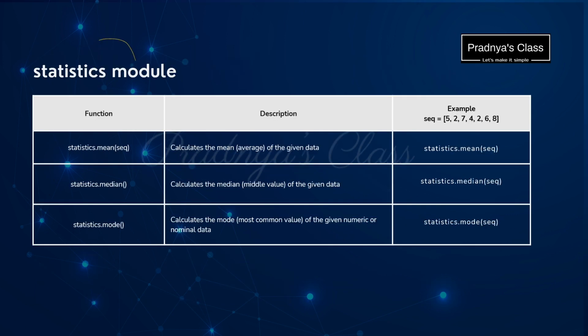Along with math module, just look at some of the functions of statistics module. There are three important functions from this module we will be looking at. One is mean, to calculate the mean of the given data. Whereas median function is used to calculate the middle value. Mode is used to calculate the most common value from the given data. In the recent sample question paper, there was one question based on mode function of the statistics module.